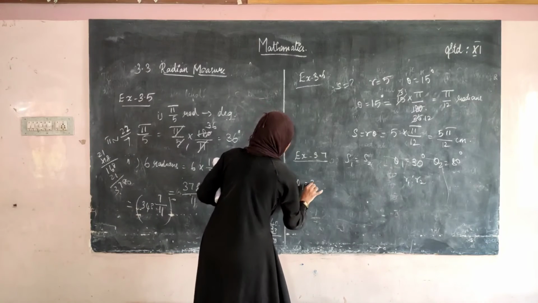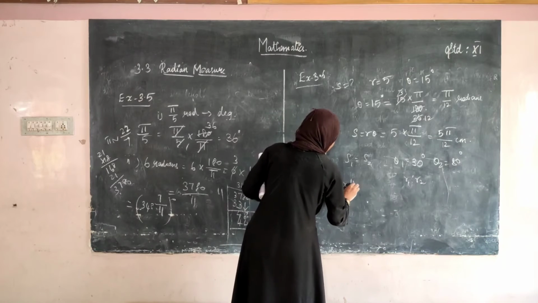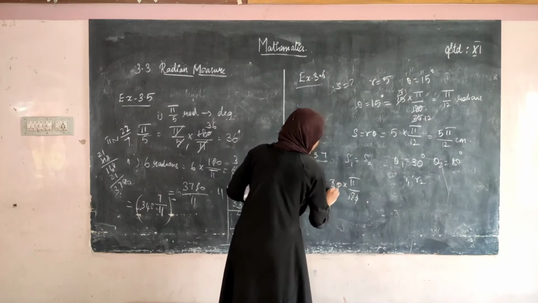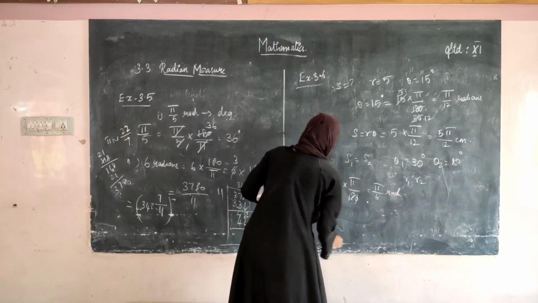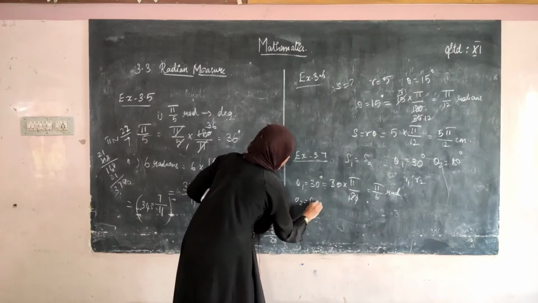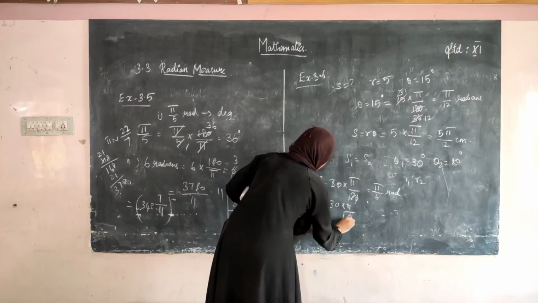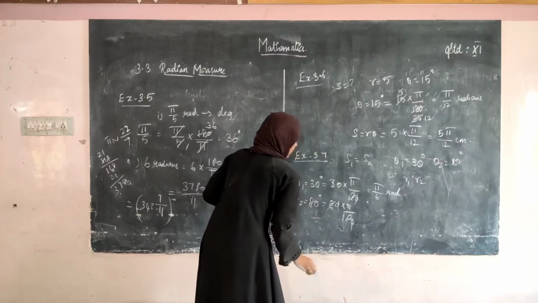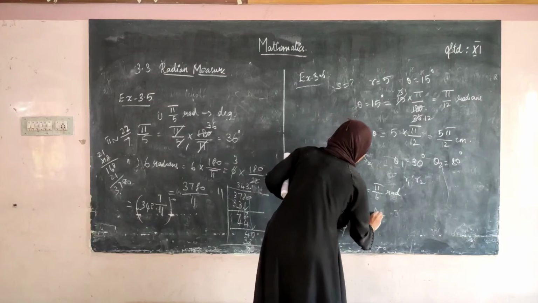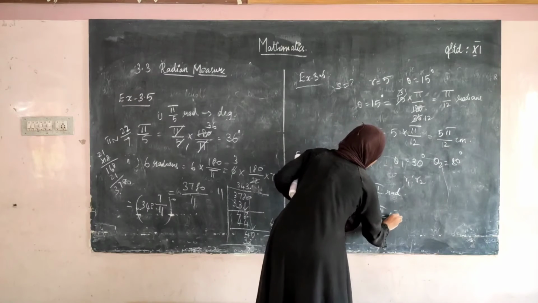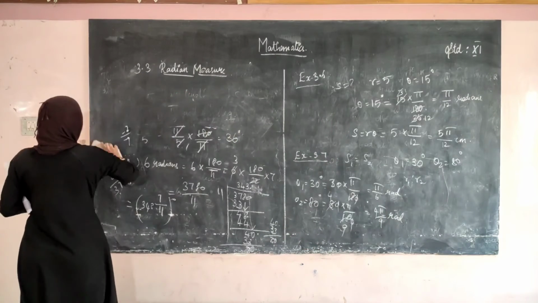See that theta 1 is equal to 30 degrees. Degree to radians means 30 into pi by 180, which is equal to pi by 6 radians. And then theta 2 is equal to 80 degrees, equal to 80 into pi divided by 180, which is equal to 4 pi divided by 9 radians.